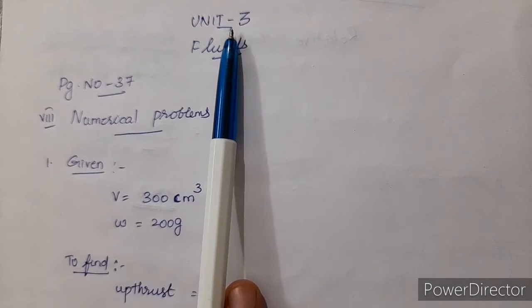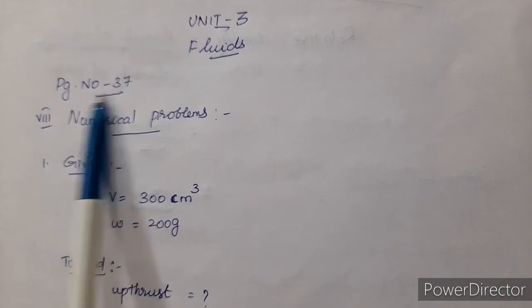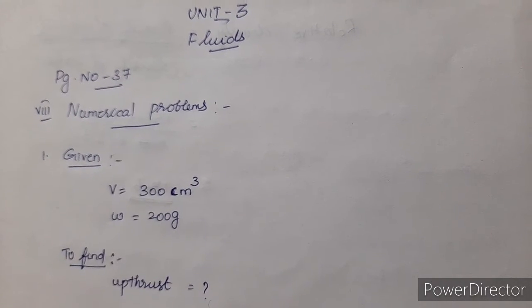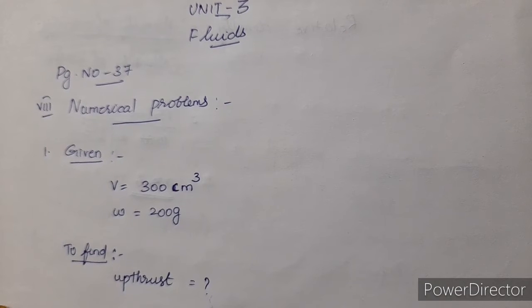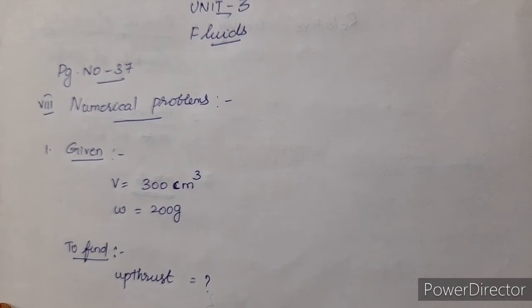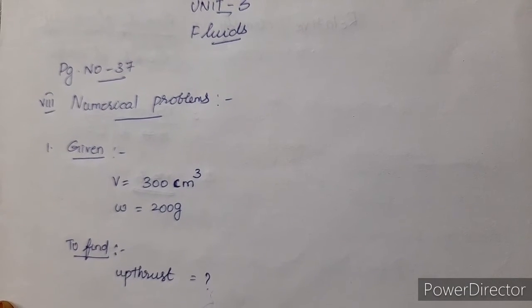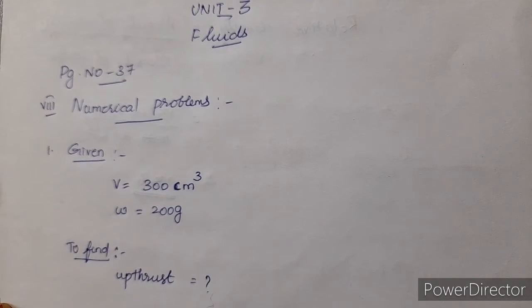Okay, now we'll see the unit 3 fluids numerical problems. Now for the question you can refer to page number 37. Now what is the first question? A block of wood of weight 200 grams floats on the surface of the water. Now if the volume of the block is 300 centimeter cube, calculate the upthrust due to the water.